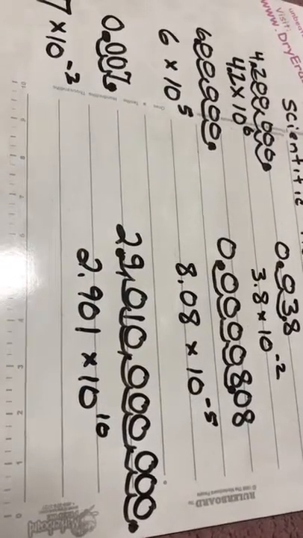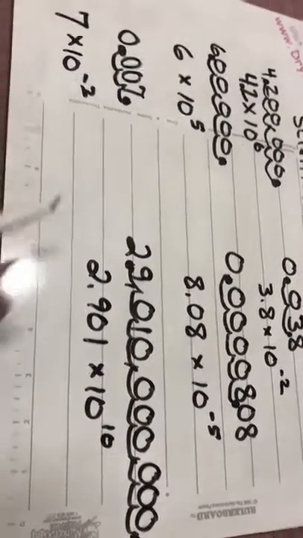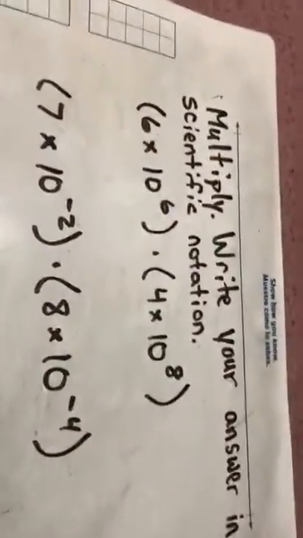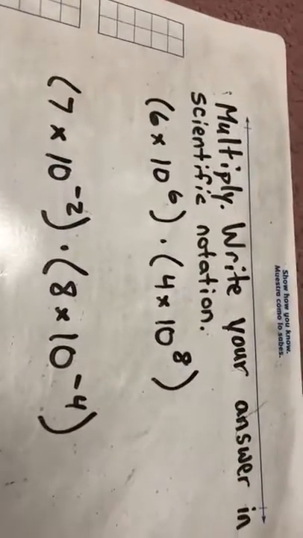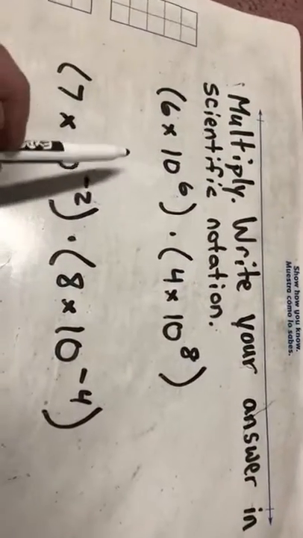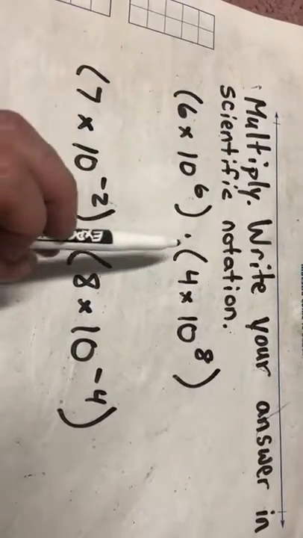2.901 times 10 to the power of 10. That's the first part of your assignment. The second part of your assignment tells you to multiply. Write your answer in scientific notation.